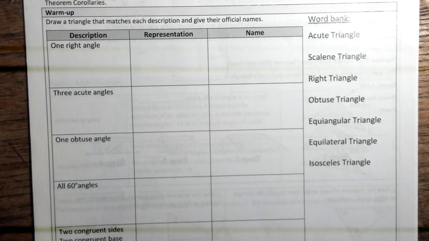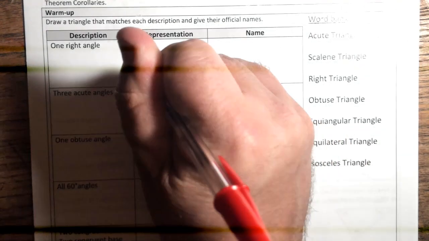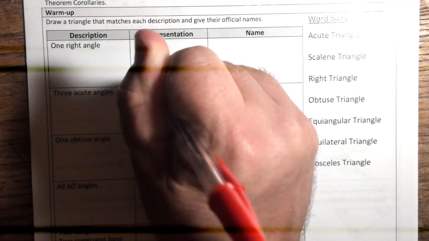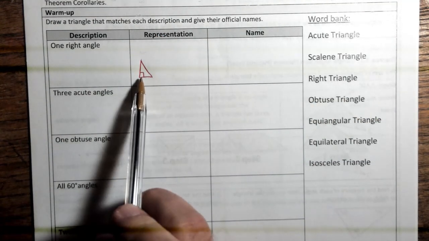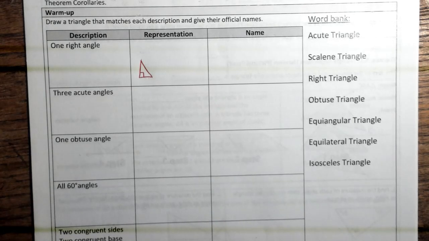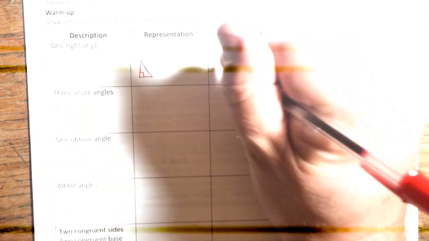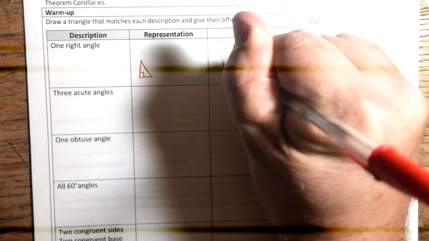So warm up page 1. Description, one right angle. Representation. So we draw a triangle here with one right angle. Looks like that. The box, that means that's a right angle, 90 degrees. And the name is a right triangle.